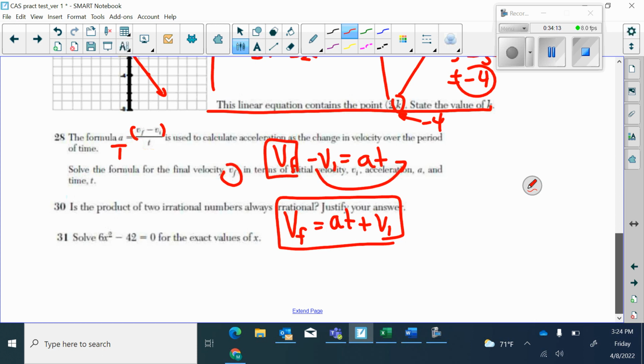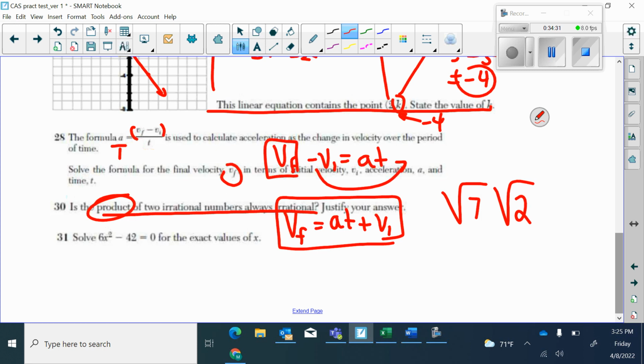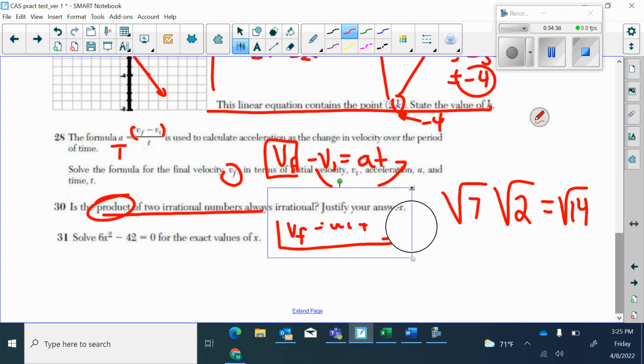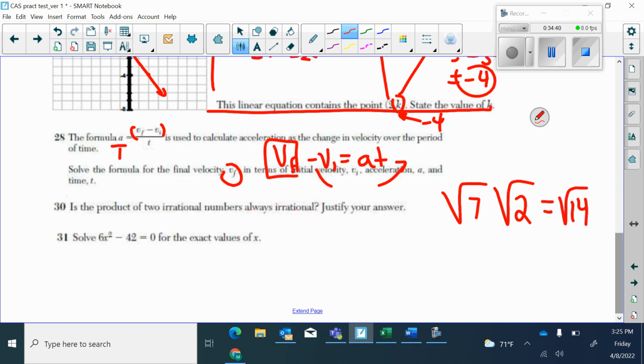Okay, is the product of two irrational numbers always rational? Remember, we just got done talking about rational, irrational. Irrational is anything that's a square root that's not a perfect square. So square root of 7 is the product. You gotta know that means multiplication. If I multiply square root of 7 times square root of 2, that just gives me square root of 14. Isn't that still irrational? That is. It says, is it always irrational? No, we know that because we've just been doing this. What's the square root of 7 times the square root of 7? 7. Okay, that's a rational number.